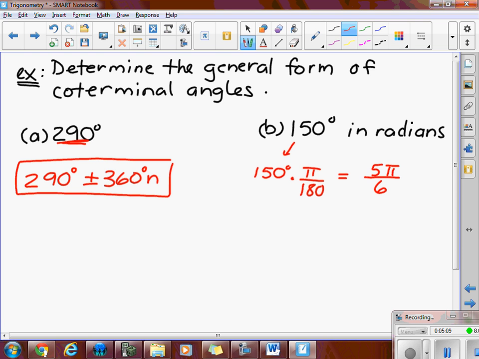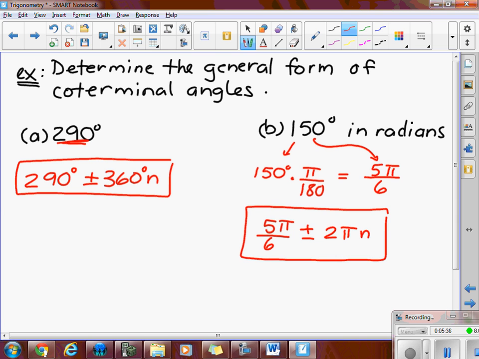So you should be checking that you can actually do that in your calculator and actually come up with that. So 150 degrees is actually 5 pi over 6 radians. Now, if 5 pi over 6 radians is what we're looking at, that's my principal angle, 5 pi over 6, and I want to either add or subtract complete revolutions, a whole circle around to get to that terminal arm again, but in radians, that's just 2 pi times n. So this is how we find the general form in radians. We just have to make sure that we have our principal angle.